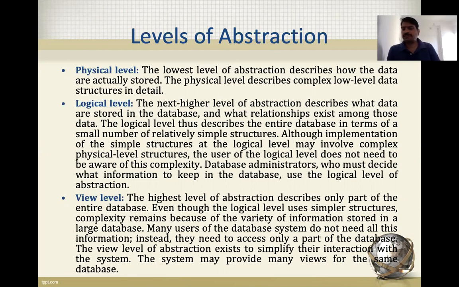Then at last we have the view level. In the view level, this is the highest level of abstraction. Means we don't know about the structure of the data. We don't know about what are the relations between the data. So we don't know about anything in the view level. And this is called the highest level of abstraction. Means we are hiding lots of things here. We are just showing the data which is required to that user. So the highest level of abstraction describes only part of the entire database.